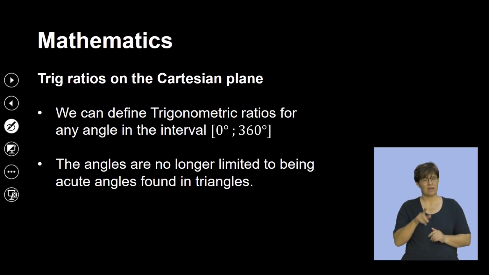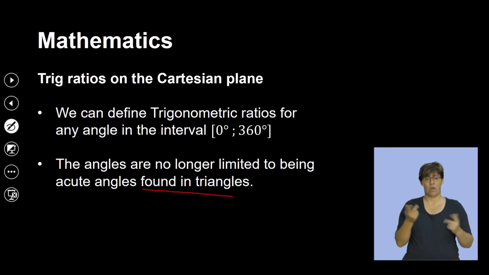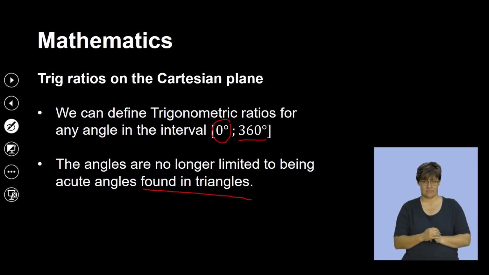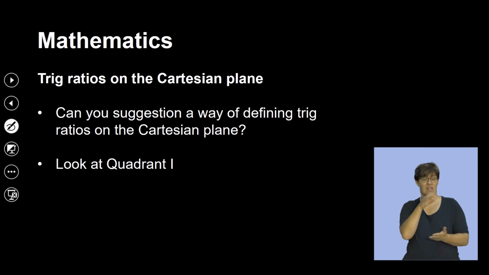Now, if we want to define these ratios, we define the ratios for any angle in the interval 0 to 360 degrees, as I showed you on the Cartesian plane while plotting my values. The angles are no longer limited to being acute angles, which are normally found in triangles, but they can now move from 0 up until they get to 360 degrees. Can you suggest a way of defining trig ratios on the Cartesian plane? Let's look at maybe quadrant 1.